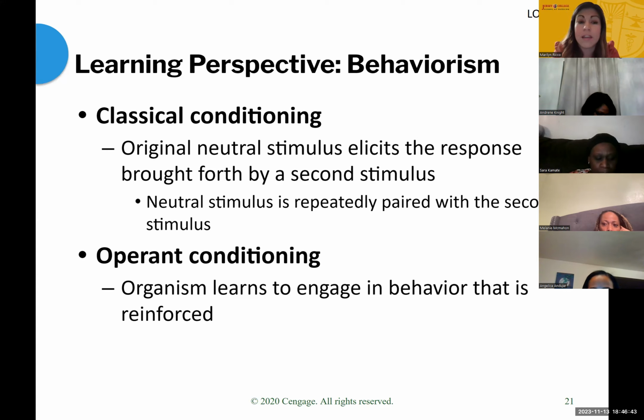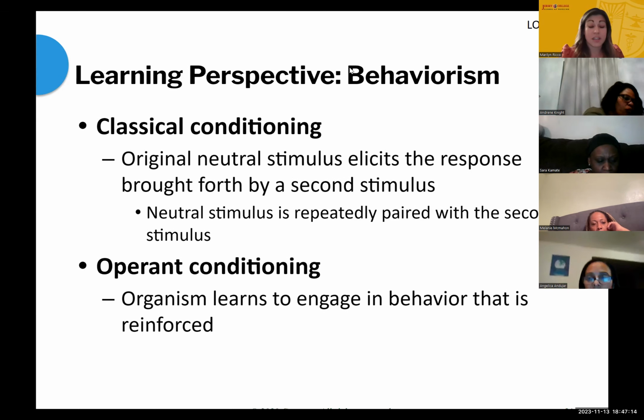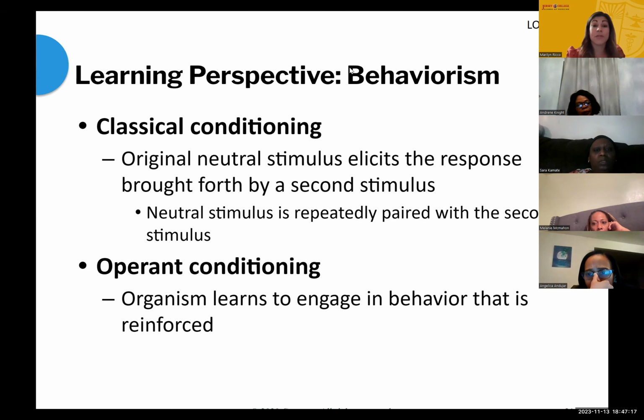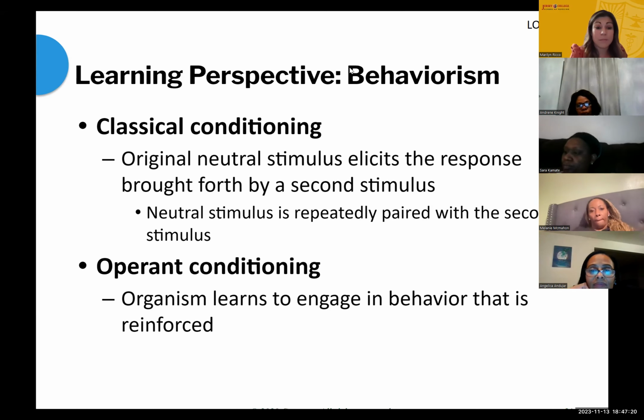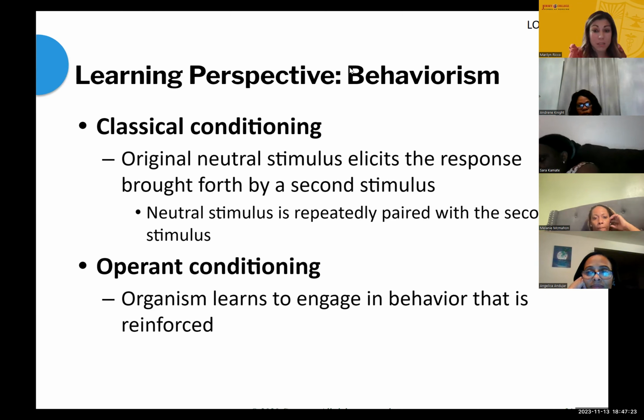So classical conditioning is the original neutral stimulus, which elicits the response brought forth by a second stimulus. The neutral stimulus is repeatedly paired with the second stimulus. So they're given someone to help them. So the stimulus is the child, let's say, for example. And then they're given another child, or adult, to teach them the same material, to teach them this stuff. But they're learning, so they have to have a repeated stimulus given to them repeatedly, teaching them this material or some source before they learn how to do it themselves.